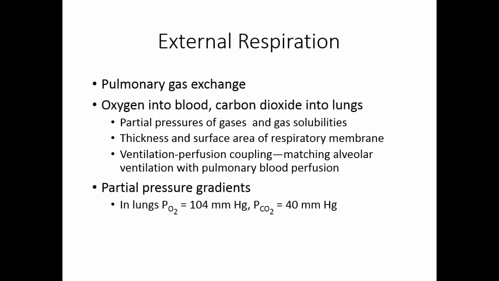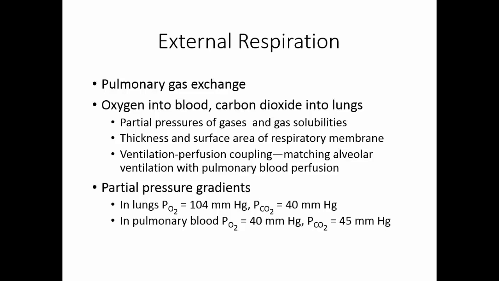In the lungs, the PO2, the partial pressure of oxygen, is about 104 millimeters of mercury, and that of carbon dioxide is about 40 millimeters of mercury. In the blood that's coming into the lungs, the pulmonary circuit blood, the PO2, or the partial pressure of oxygen, is about 40 millimeters of mercury, and that of carbon dioxide is about 45 millimeters of mercury.